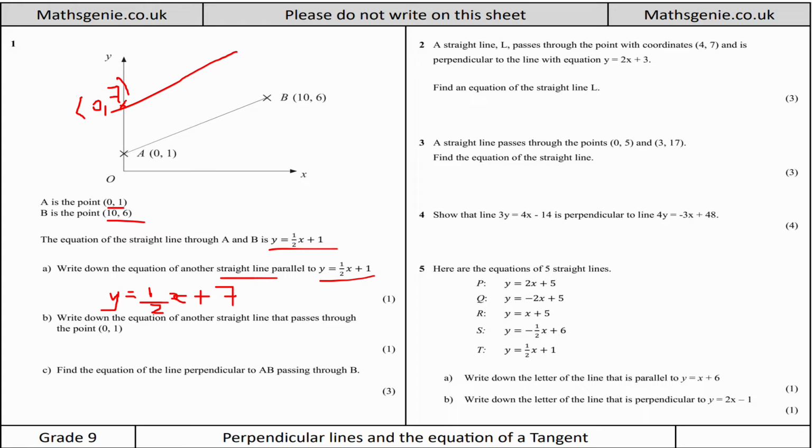This is part B. Write down the equation of another straight line that passes through the point (0, 1). So this time it's saying the equation of another straight line that passes through the point (0, 1). Well, I can have the equation y is equal to 2x plus 1, provided that I have that plus 1 there, because in this case c is equal to 1 from my y equals mx plus c.